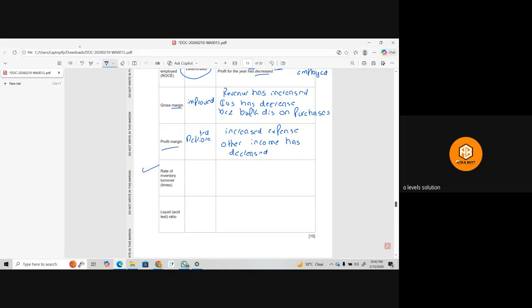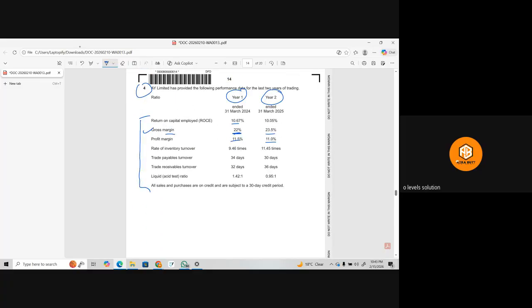Then we have the rate of inventory turnover. As you can see, previously that was 9.46 times, and this is 11.45 times. So it has improved. It says that in one year we were purchasing and selling inventory 9.46 times, and then in 2025 we are selling and purchasing inventory 11.45 times. So it has improved.